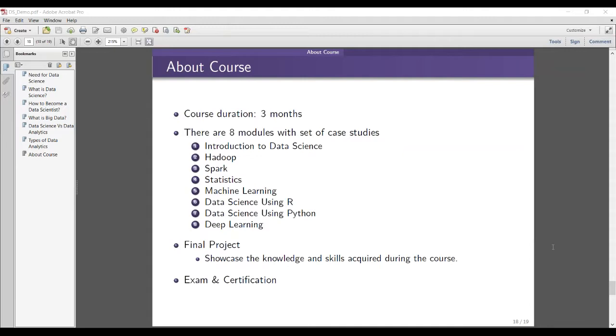So what I suggest is: learn R, learn Python, and also, as I told you, machine learning is very important. It is the heart of data science. Without machine learning, you cannot do data science. You have to learn this, and Hadoop is the basic tool for data science, so you have to learn Hadoop. Even if you don't have knowledge of Java or some other programming languages, it is not required. You can start your journey fresh.